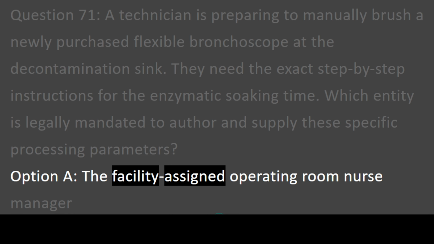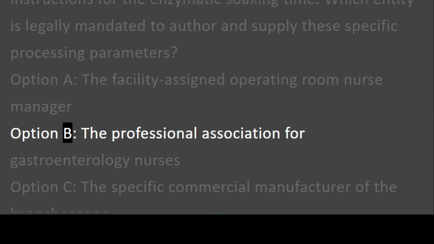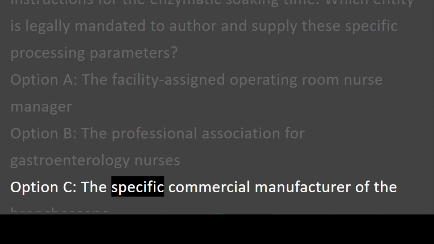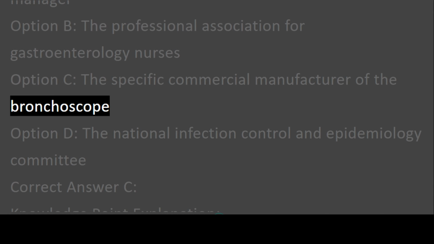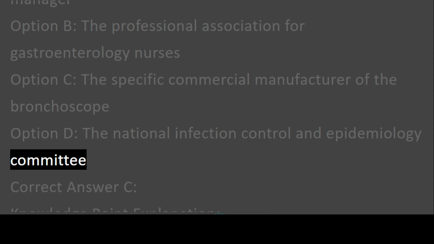Option A. The facility assigned operating room nurse manager. Option B. The Professional Association for Gastroenterology Nurses. Option C. The specific commercial manufacturer of the bronchoscope. Option D. The National Infection Control and Epidemiology Committee.